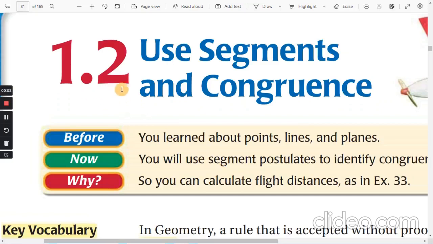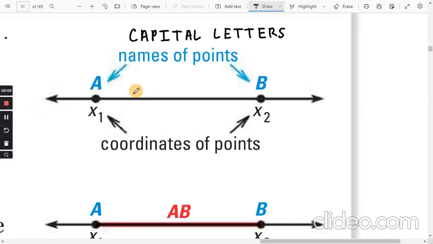Chapter 1.2, use segments and congruence. Okay, so here we have points on a number line, A and B. And the points are always represented with capital letters.